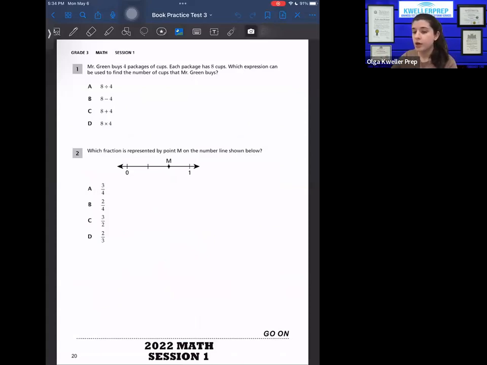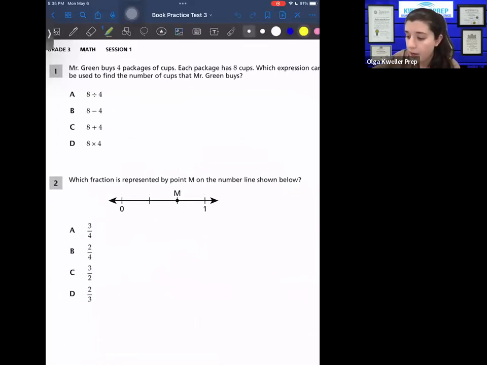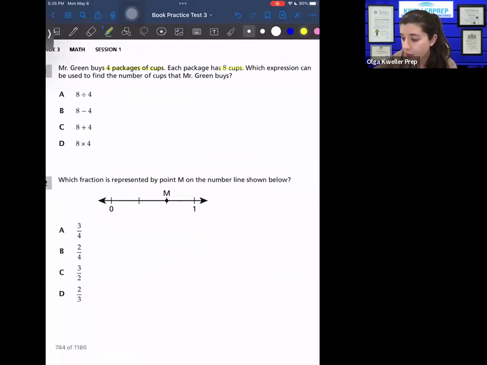Now, let's start with a multiple choice question. So Mr. Green buys 4 packages of cups. Each package has 8 cups. Which expression can be used to find the number of cups that Mr. Green buys? So anytime we do any mathematics, my sort of approach to it is always to consider strategy.